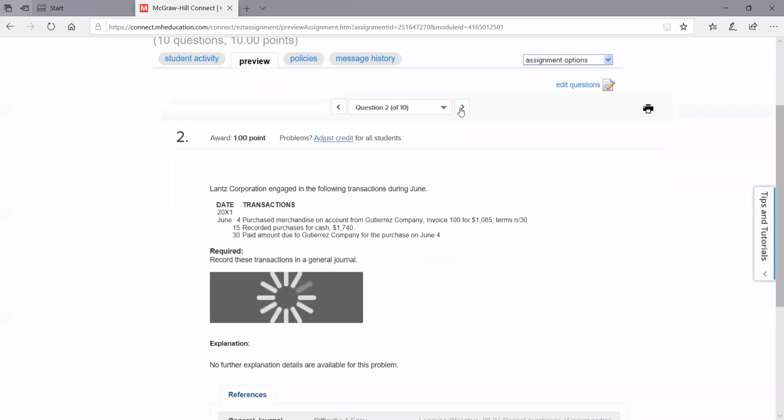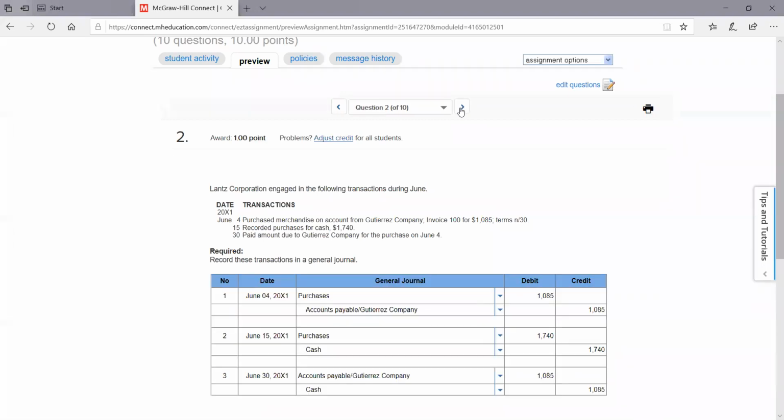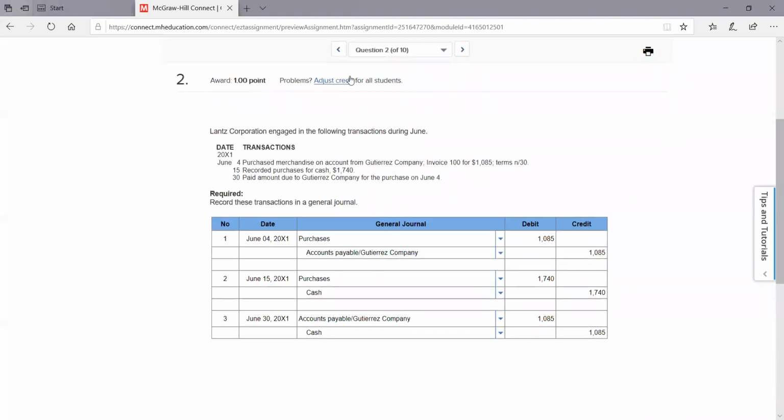Let's check out number 2. We'll do some basic journal transactions for purchases. Purchases, again, is the new account we use for merchandise purchases. So let's check out number 1. We've got merchandise on account, terms in 30. So you debit purchases, credit accounts payable.